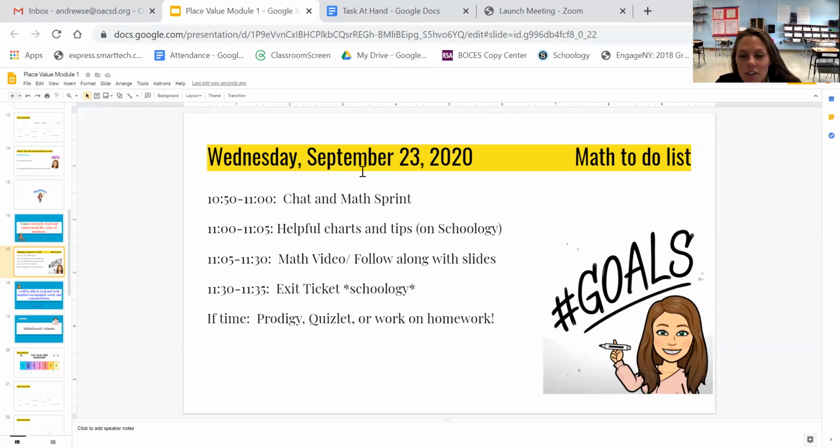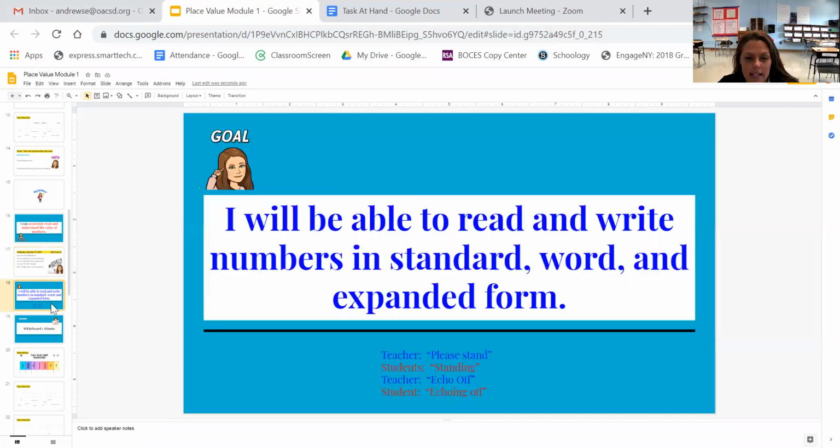I realize that you guys aren't all in my room, so you don't get to see the charts I have hanging. So I have a spot on Schoology for you to check those out. And then you'll watch this video. And then, of course, there's an exit ticket on Schoology. If there's time at the end of class, you could always work on Prodigy, Quizlet, or your math homework. Remember, your math homework is due next week, a week from today. Let's go ahead and get started.